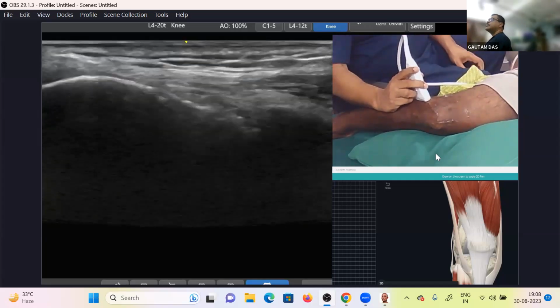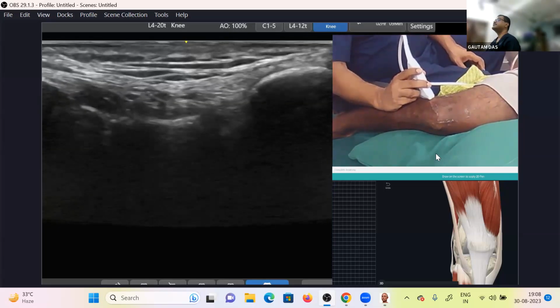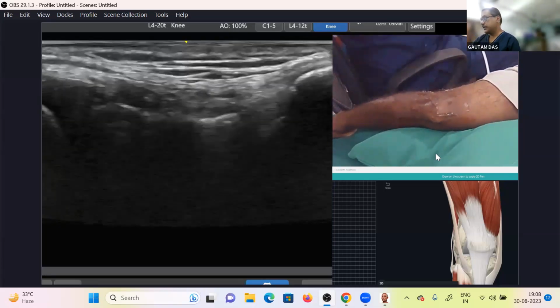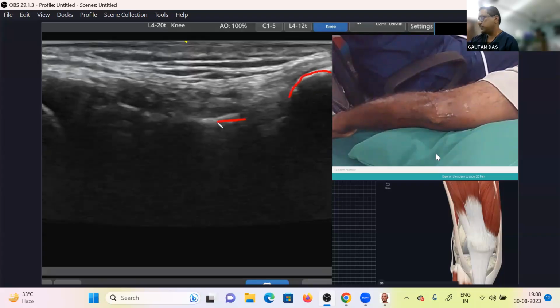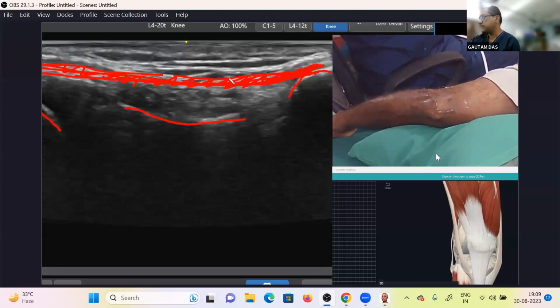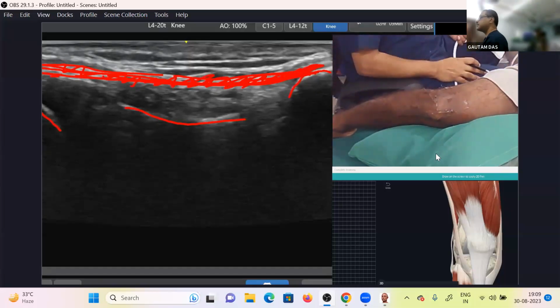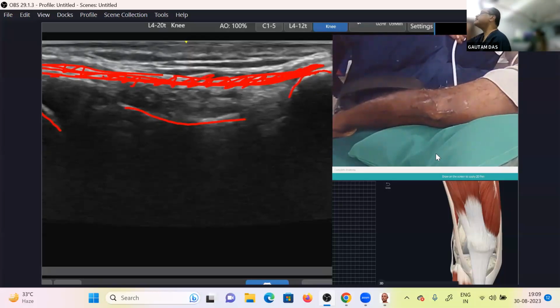Okay. So let me freeze it here. So this is your lateral collateral ligament. This was your fibular head. This is your tibia. This is your condyle. And this thick hyperechoic structure is your lateral collateral ligament. Can everybody appreciate? Very thick ligament, nothing to miss. Don't think that the medial and lateral collateral ligaments are very thin structures, they are quite thick structures. Everybody appreciate it? Yes, sir.